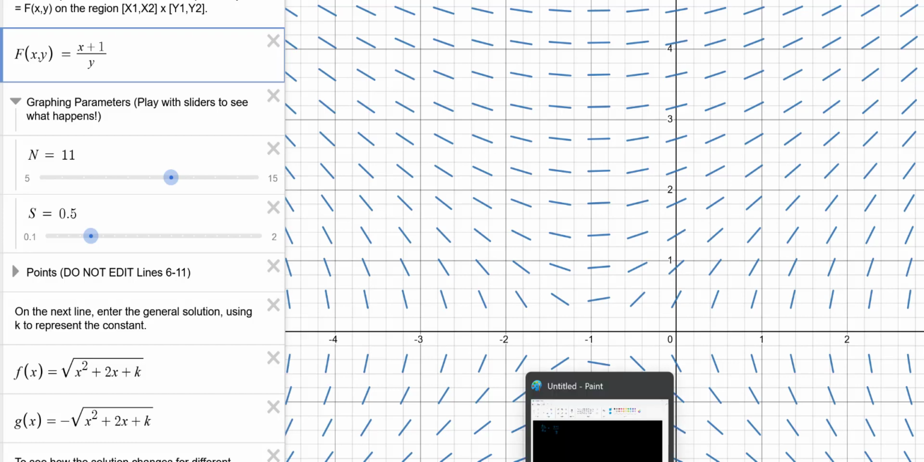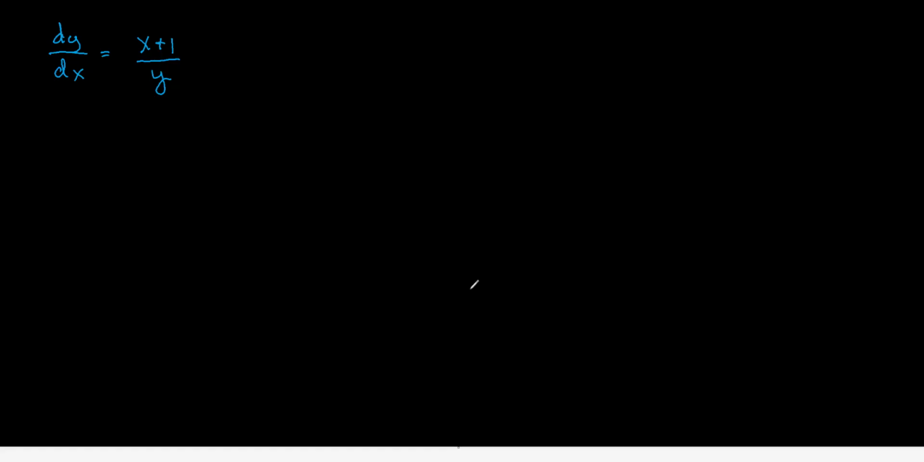Now, suppose I want to actually solve my differential equation. Well, this is a separable differential equation. And what I mean by that is I can separate the x's and the y's. I want to get all the y's on one side, all the x's on the other side. So let's do that. Let's separate our variables here. I'm going to multiply both sides of the equation by y, and I'm also going to move over my dx.